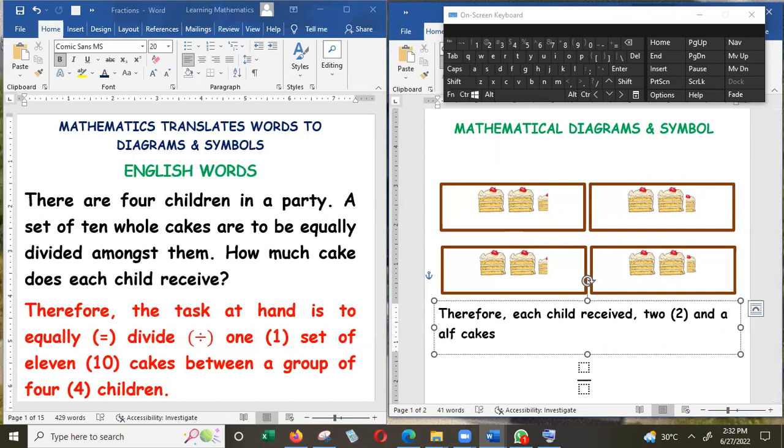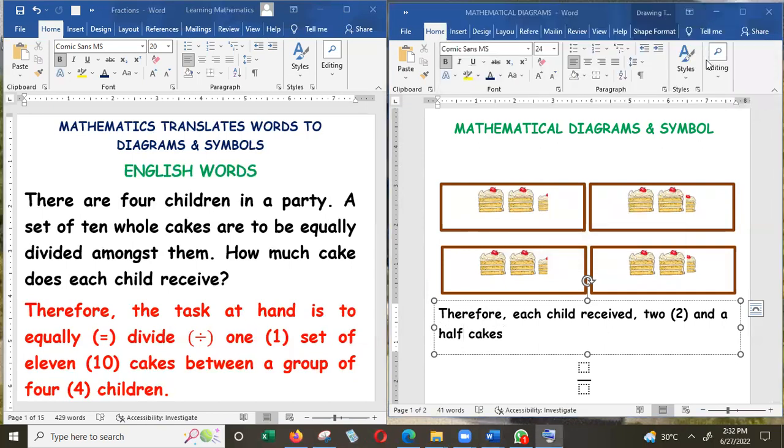The symbol for the word half is 1/2, 1 out of 2. As you can see, when we split the cake in half, it is 1 out of the 2 pieces, 2 equal pieces. So the symbol for half is actually 1/2. Okay.